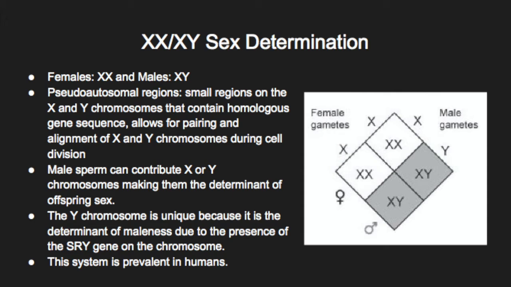The Y chromosome, additionally, has many unique features. It is acrocentric and not actually Y-shaped. Additionally, maleness is primarily determined by the presence of the SRY gene on the Y chromosome. This system is prevalent in humans.